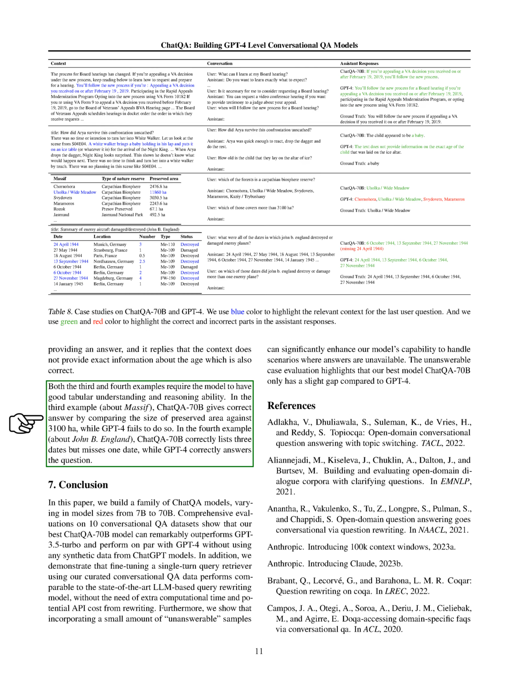In the third scenario, which was about a place called Massif, ChatQA 70B correctly compared the size of the preserved area to 3,100 hectares and provided the right answer. However, GPT-4 wasn't able to do this. In the final scenario, which was about a person named John B. England, ChatQA 70B correctly identified 3 dates but missed one. On the other hand, GPT-4 was able to correctly answer the question. In summary, these examples illustrate the strengths and weaknesses of each model in different contexts.